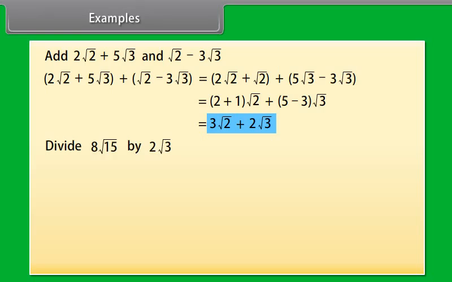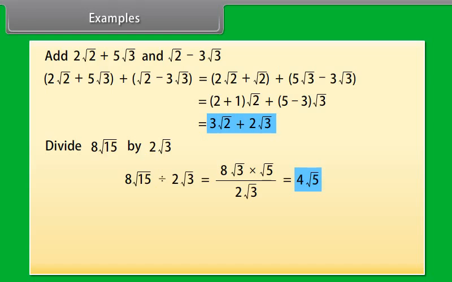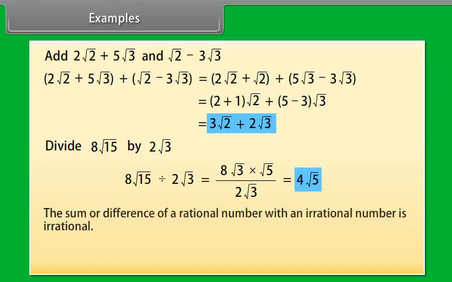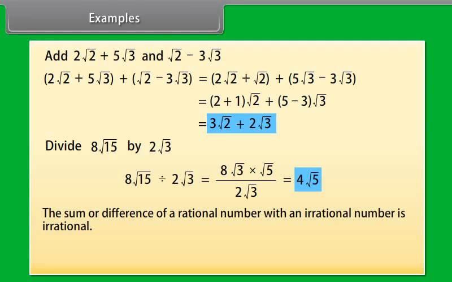Let's now divide 8 square root 15 by 2 square root 3. We will write it in this way. We can write 8 square root of 15 as the product of 8, square root of 3 and square root of 5. Hence, the answer we get is 4 square root of 5. So, from these examples, we can conclude that the sum or difference of a rational number with an irrational number is irrational.